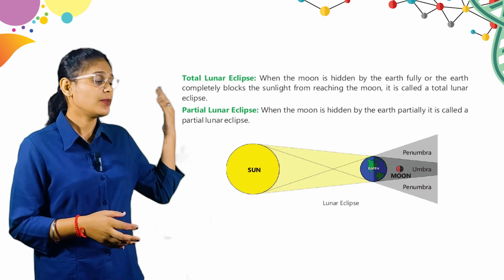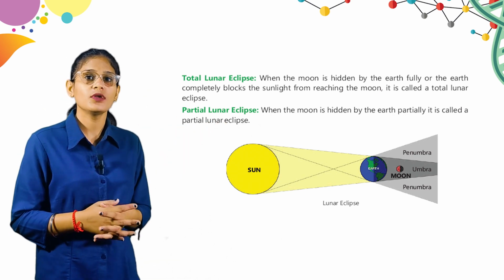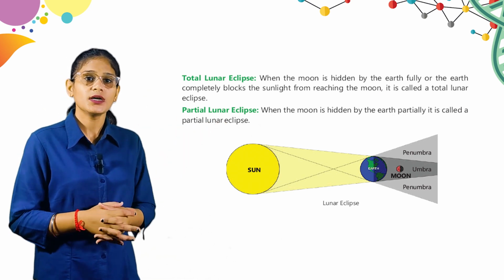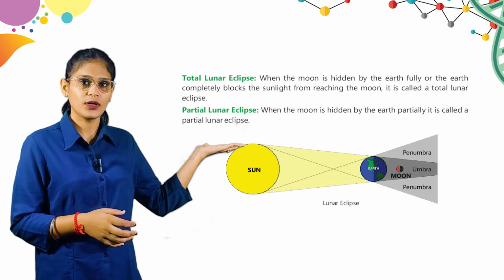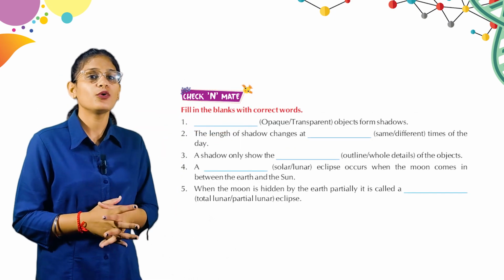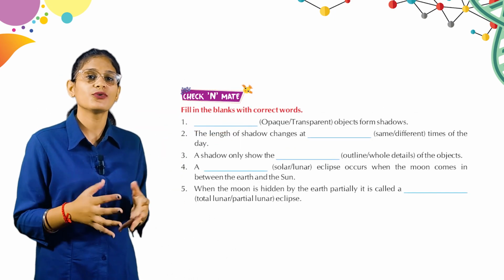Now we have partial lunar eclipse. When the moon is hidden by the earth partially, it is called a partial lunar eclipse. Look at the picture, it is a lunar eclipse. Now we have check and mate, as we already read about these things, so you can do it by yourself.